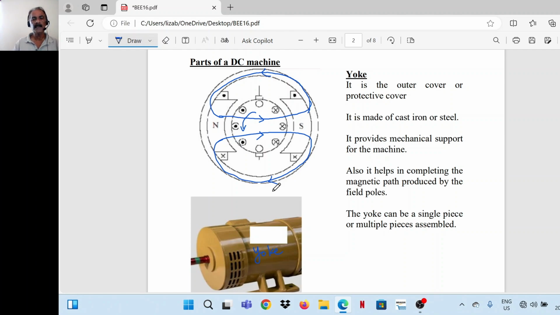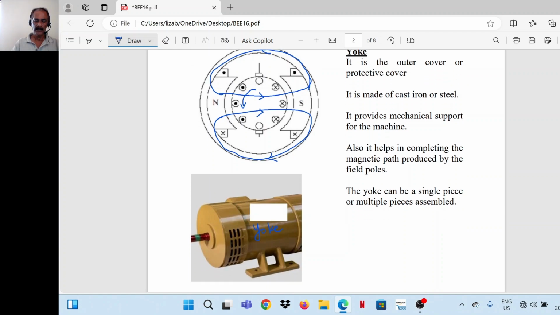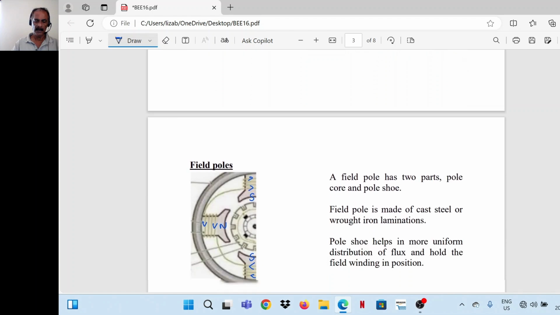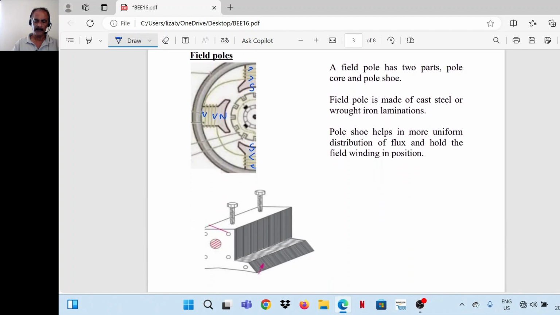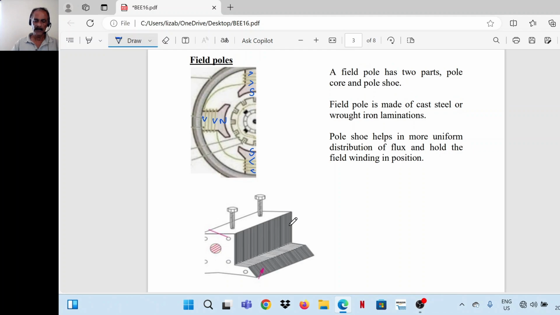In small machines it is a single piece, but in large machines several pieces are assembled to form the yoke. Next is the field poles. So this is a field pole. This part is called the pole core and the bottom part is called the pole shoe. Pole core and pole shoe.